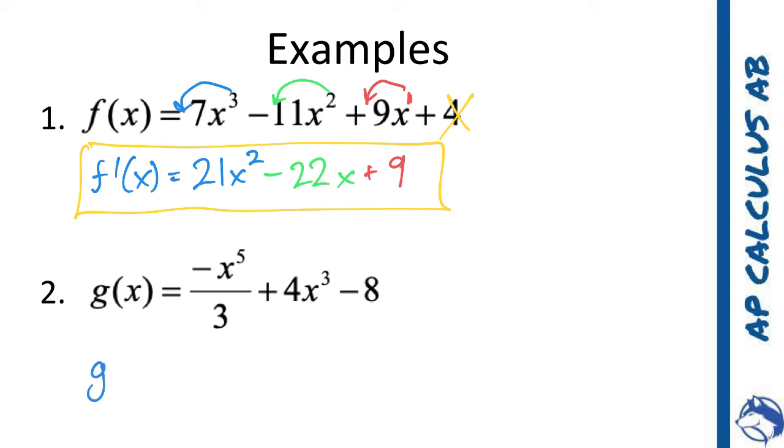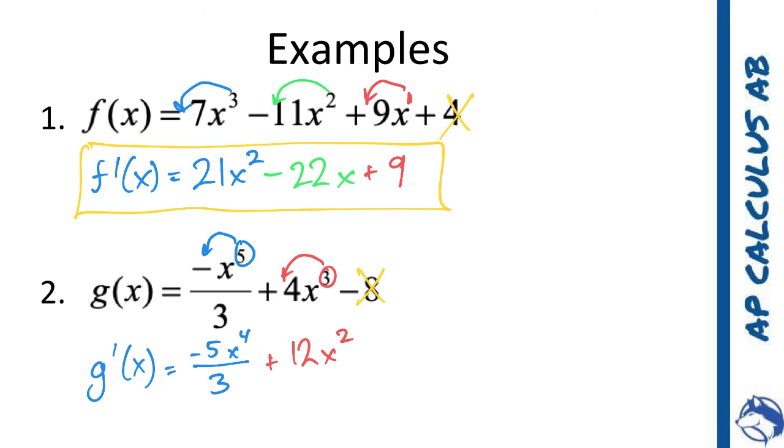Similar thing on g of x. If I go ahead and I start doing g prime of x, this 5 goes down and gets multiplied in the front. So this is like negative 5 over 3. And then I have to deal with the x. Well, 5 minus 1 is 4, so it's x to the 4th. I then take the 3 down out in front, and it's 3 times 4, which is 12. And I'm left with x to the second power. And then a derivative of any constant is just 0. So this is going to be my final answer for g prime of x.